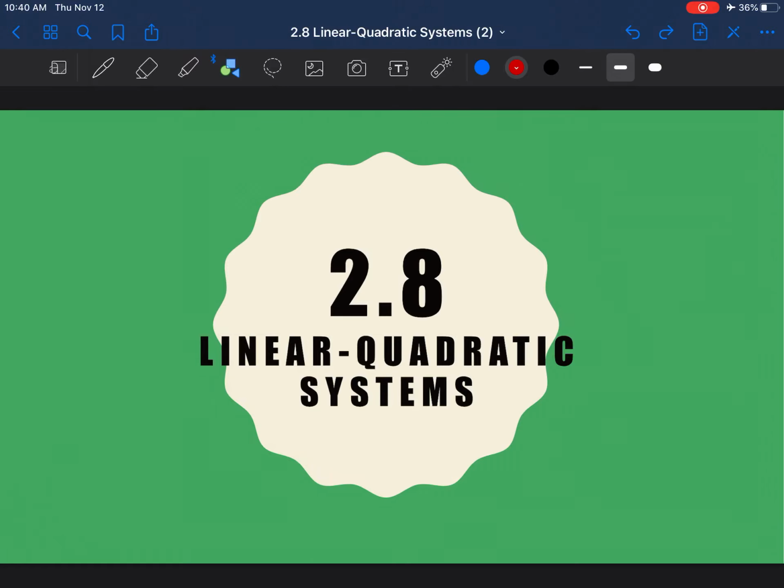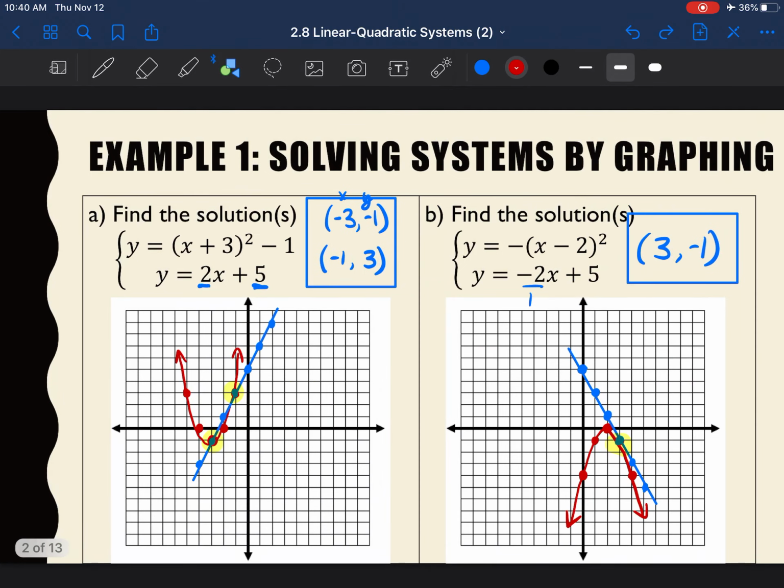Okay, so part 2 of the lesson on 2.8. So we just got done solving a system of equations. We did it by graphing, where you find where they intersect. Remember, you could have two solutions, one solution, or no solutions if they don't cross ever.